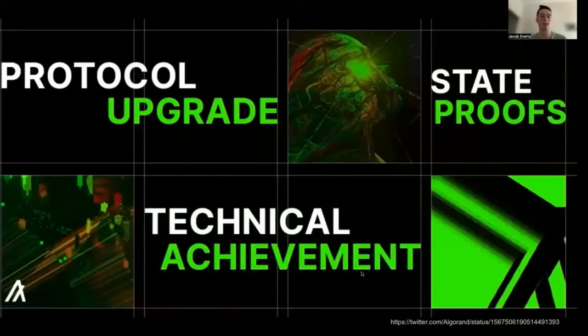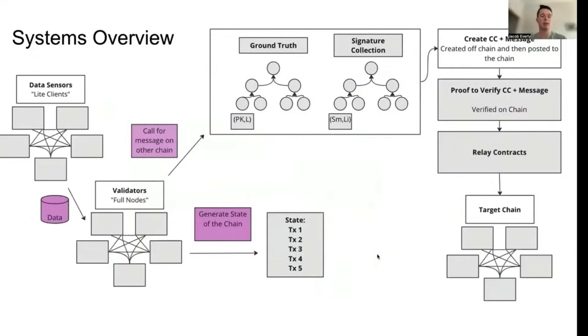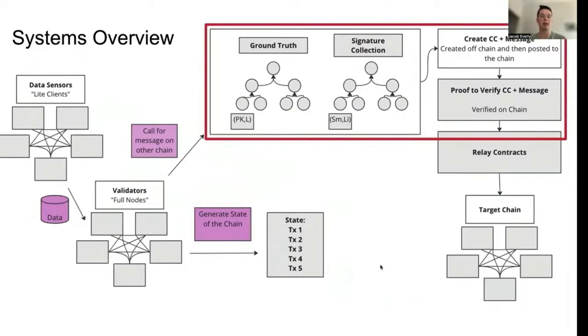Algorand presently uses compact certificates for state proofs. Our system, as detailed in our white paper, includes light clients, separate full nodes, and a procedure for creating, verifying, and submitting compact certificates to the blockchain. We'll now discuss our project specifics highlighted in the red box.